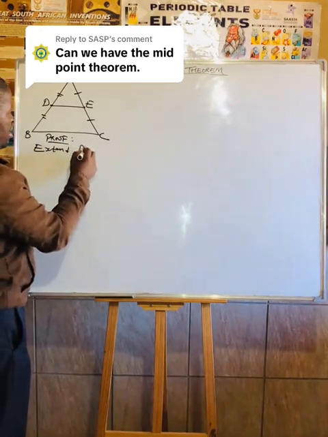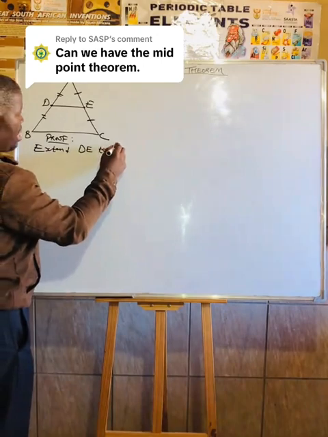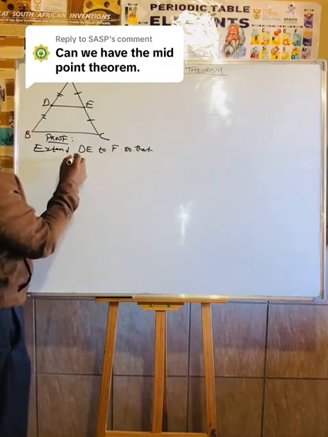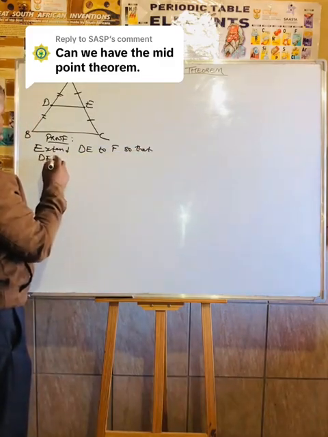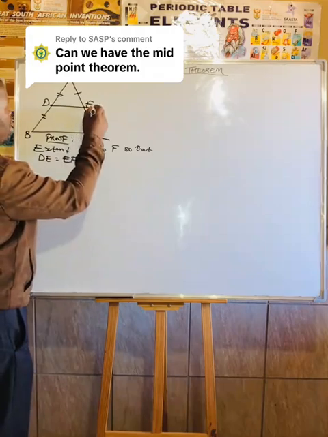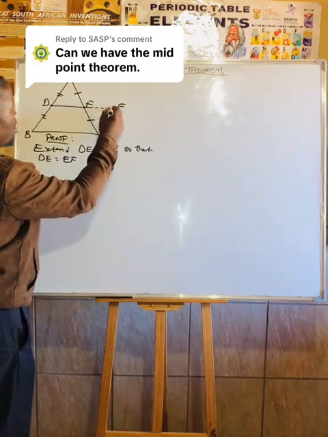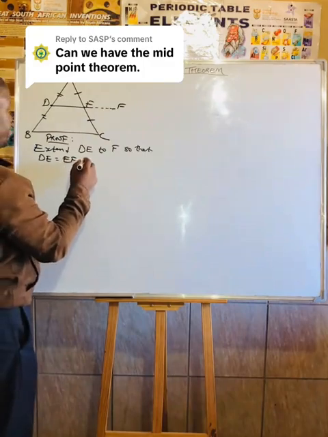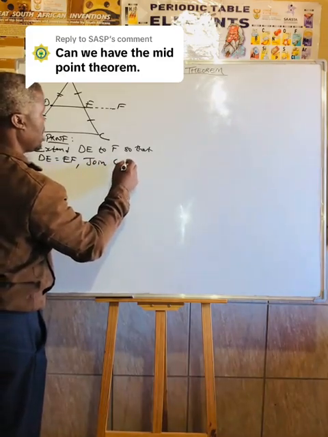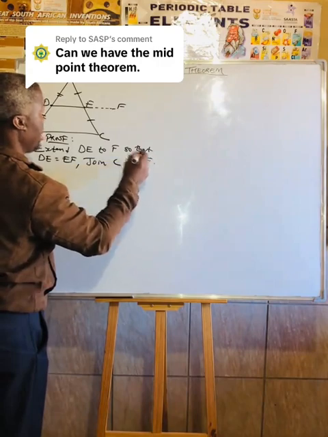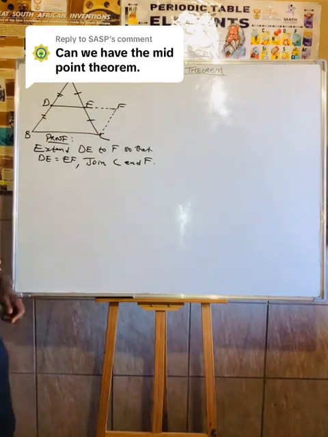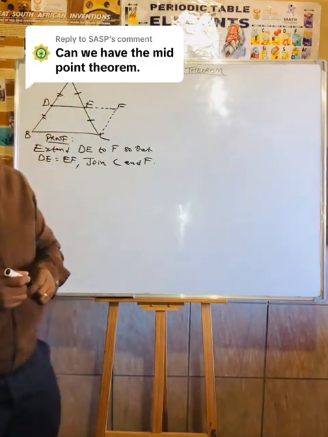Extend DE to F so that DE is equal to EF. From there, join C and F. After this, we have to go and use the concept of congruency.